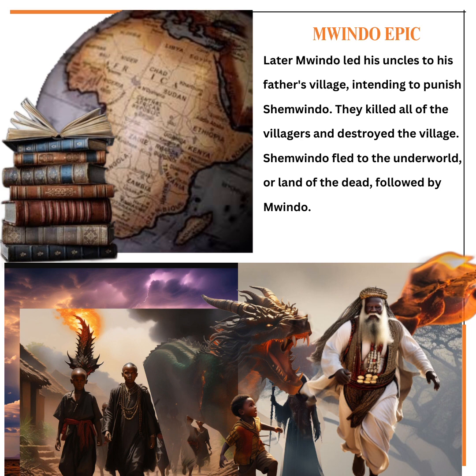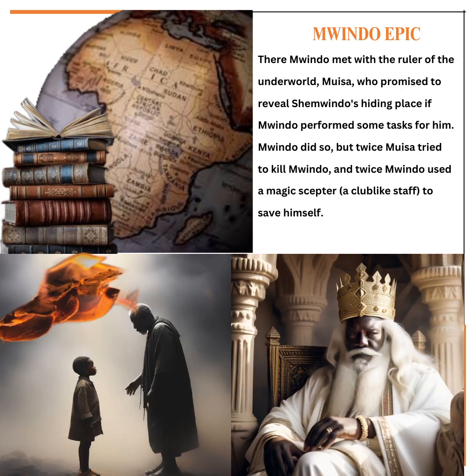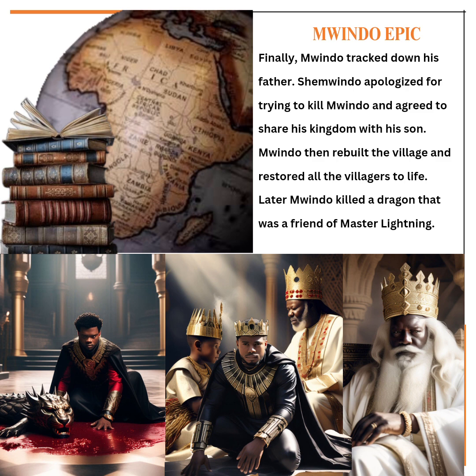Shemwindo fled to the underworld, or land of the dead, followed by Mwindo. There, Mwindo met with the ruler of the underworld, Muisa, who promised to reveal Shemwindo's hiding place if Mwindo performed some task for him. Mwindo did so. But twice Muisa tried to kill Mwindo, and twice Mwindo used a magic stepper, or club-like staff, to save himself. Finally, Mwindo tracked down his father. Shemwindo apologized for trying to kill Mwindo and agreed to share his kingdom with his son. Mwindo then rebuilt the village and restored all the villagers to life.